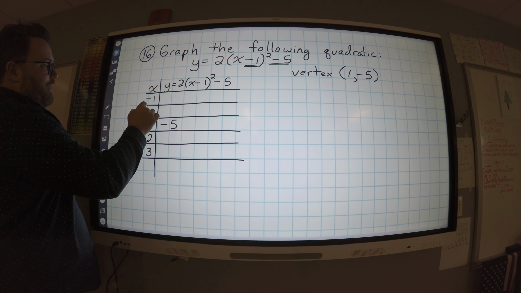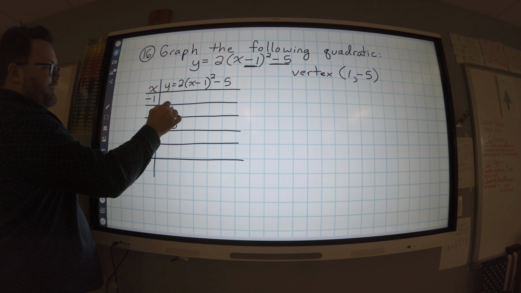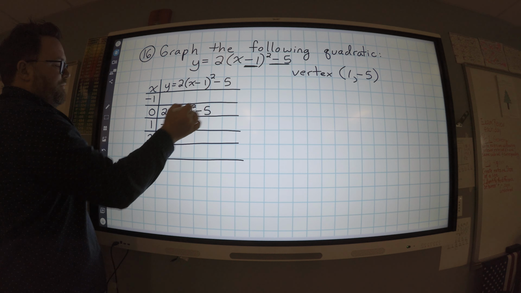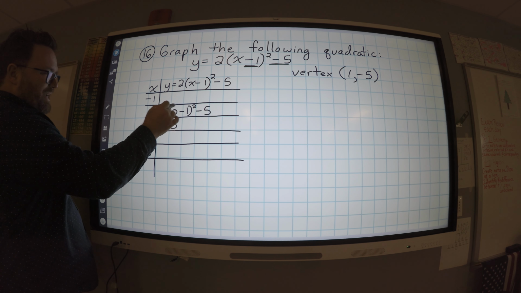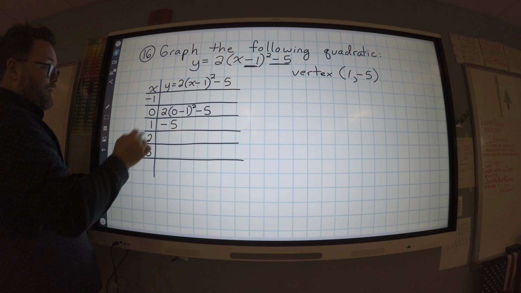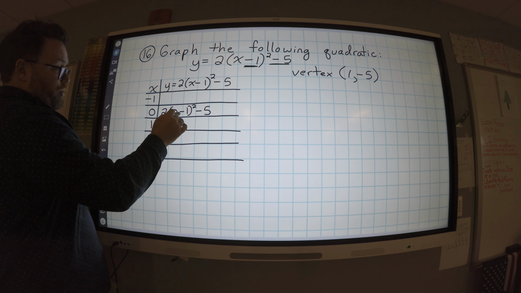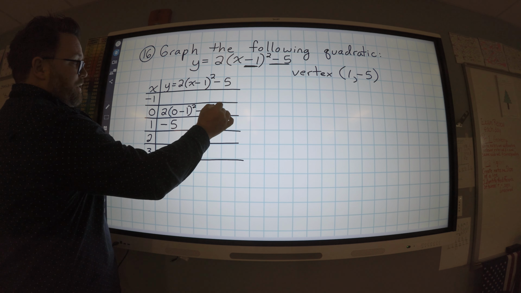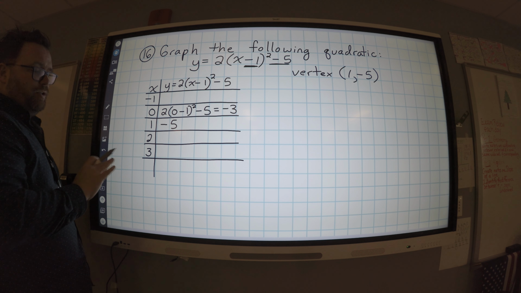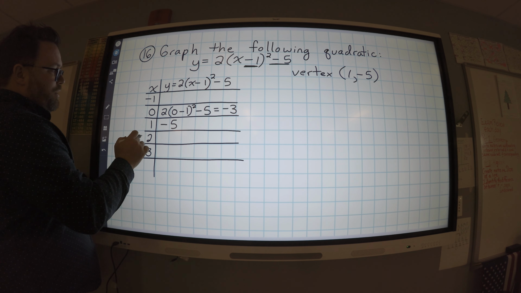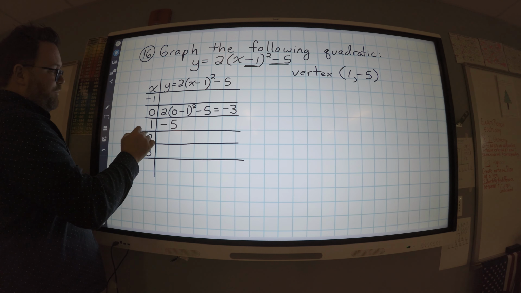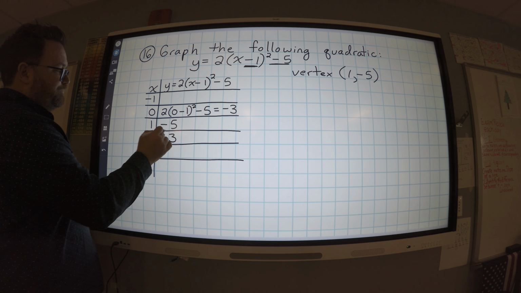So for 0, I would plug in 0 for x, so 2 times 0 minus 1 squared minus 5. 0 minus 1 is negative 1. If we square negative 1, that's positive 1. So we have 2 times 1, which is 2, minus 5, so that's negative 3. Now, the points around the vertex are symmetrical, so for one x value above the vertex, we also have the value negative 3.